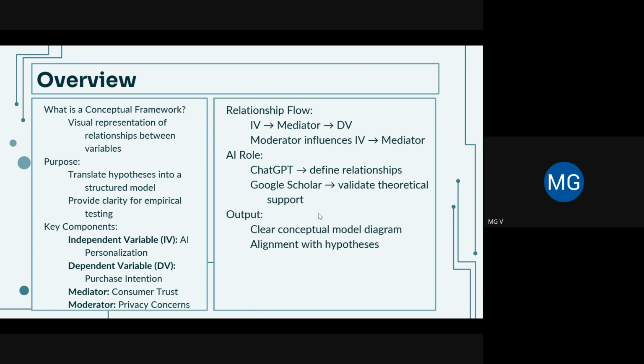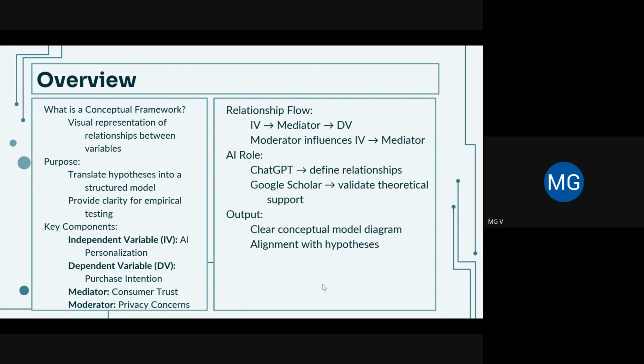In this example, AI personalization is independent variable influencing purchase intention, which is dependent variable. Consumer trust acts as a mediator, explaining how personalization affects purchase intention, whereas privacy concerns act as moderator, influencing the strength of relationship between personalization and trust.